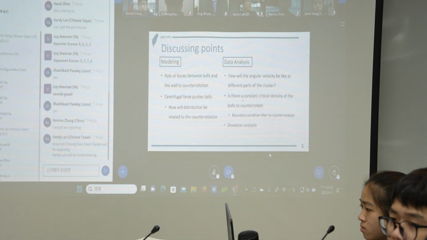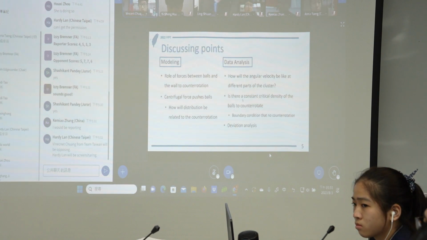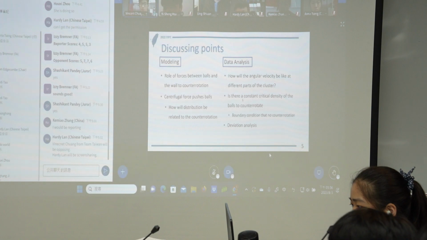And then in the discussion points later, first of all, I'm going to discuss the whole physics picture of this phenomenon, which is the role of forces between the balls and the wall, and also between the balls and the balls for the balls to counter-rotate, and why these forces and the friction cause the balls to counter-rotate.